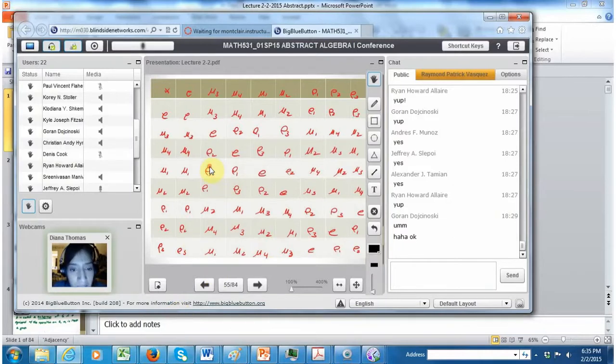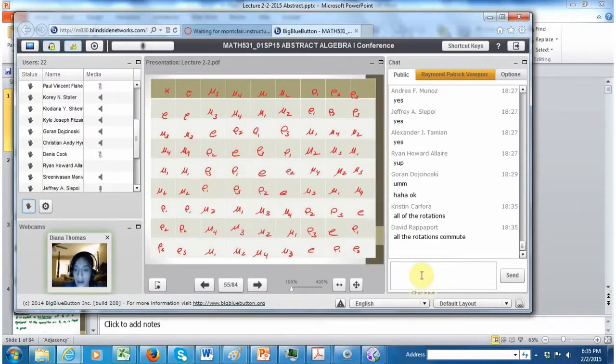So let's see if we can find one. Anybody find one yet that commutes? I think mu 3 obviously commutes with itself, but mu 4 mu 3, I don't get a commutative piece there. Okay, so all the rotations are going to commute. So I think they might be easy to pick out.